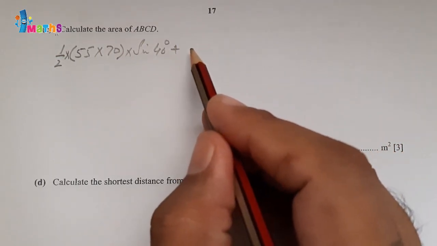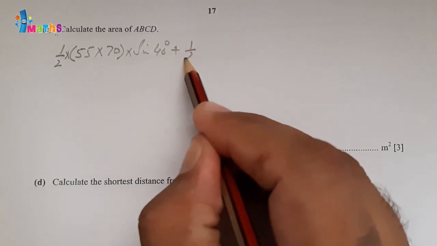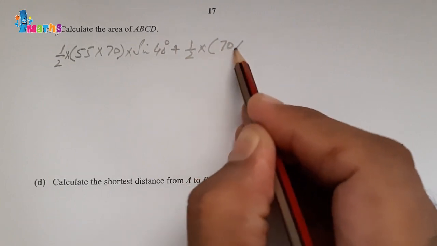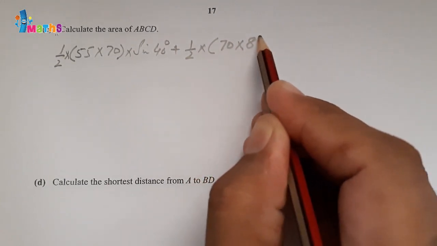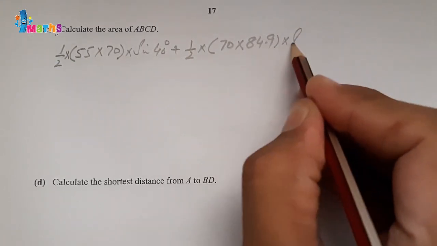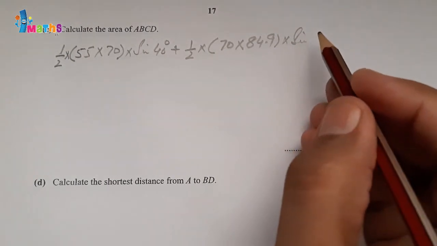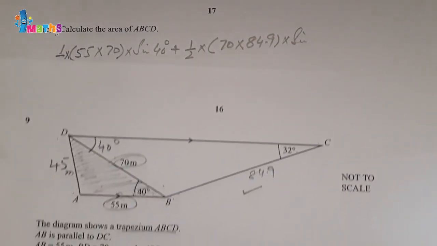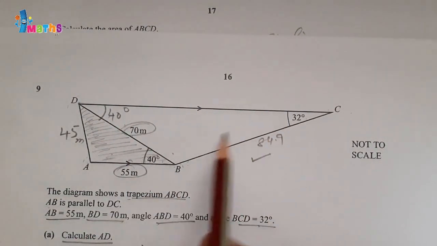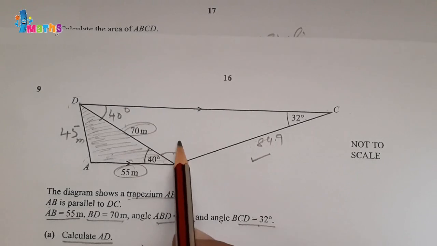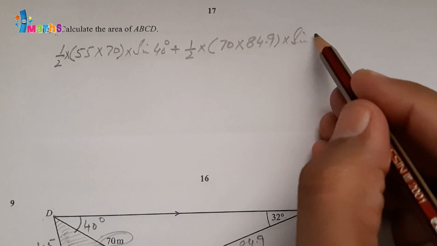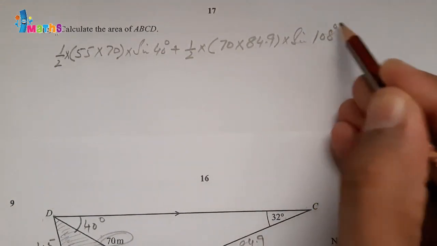So the sides: we'll write 1/2 into the first side, which is 70, multiplied by the other side, which we have calculated as 84.9, and it will be multiplied by the sine of the included angle. We can calculate the included angle: this is 40, this one is 32, which is 72. So this included angle will be 108. So we'll take sine of 108 here. So this will be 108 degrees.